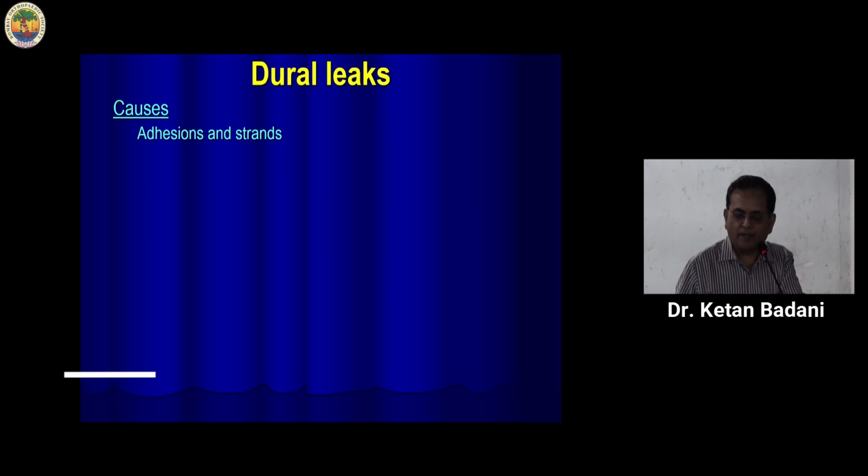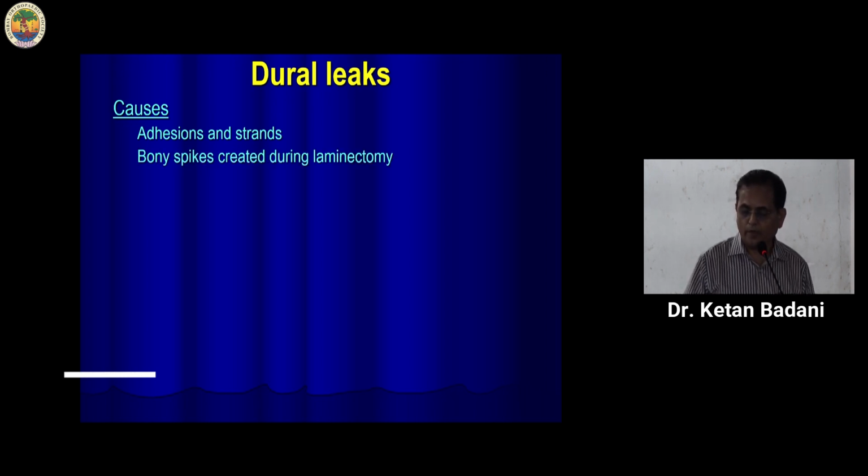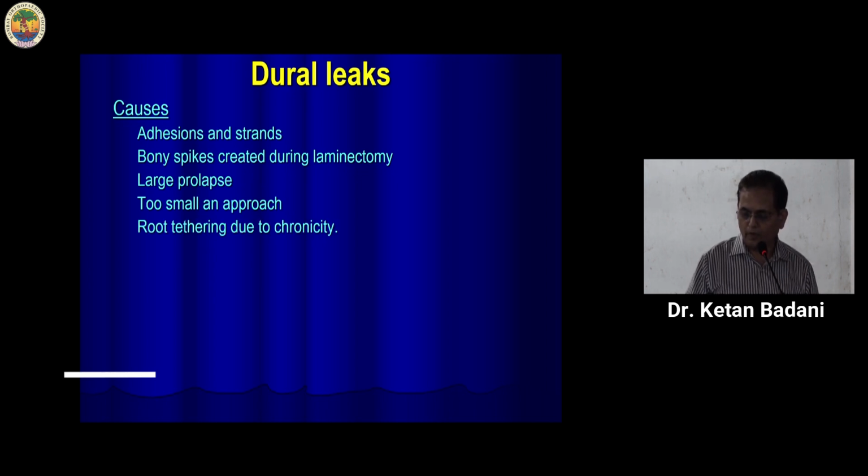Some of the important reasons are strands and adhesions of dura to the surrounding structures, which are not noticed or not separated properly before using the instruments. Bony spikes created during laminectomies can create a sharp edge, so that when you retract the dura against those sharp edges, you can get a dural tear. A very large prolapse makes access difficult, with shortage of space, and you might end up causing a dural tear. With too small an approach, I always emphasize that adequacy of exposure and more respect to the neural structures is more important than saving 2 millimeters of lamina, because that will reduce the incidence of dural tears.